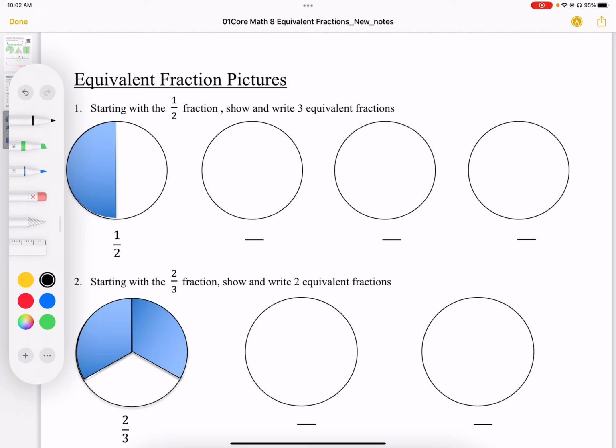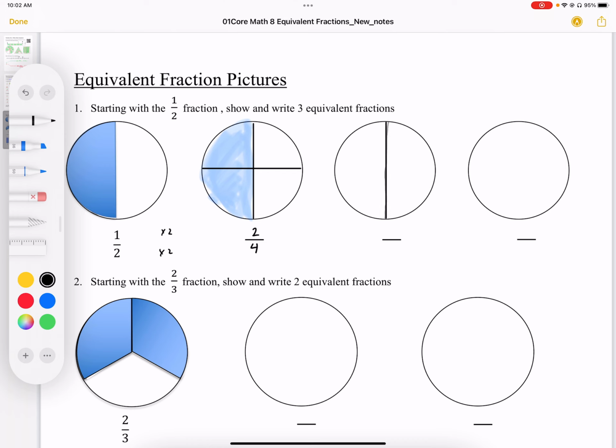So we're going to start with our 1/2 fraction and make equivalent fraction pictures. My shading for my equivalent fraction has to be the same as what I started with. Okay, so it still has to look like this, but now I'm going to do new groups to give myself an equivalent fraction. So I'm going to do times 2 times 2, which means I'm going to do it in groups of 2. That means I have 2 parts shaded out of 4 parts whole.